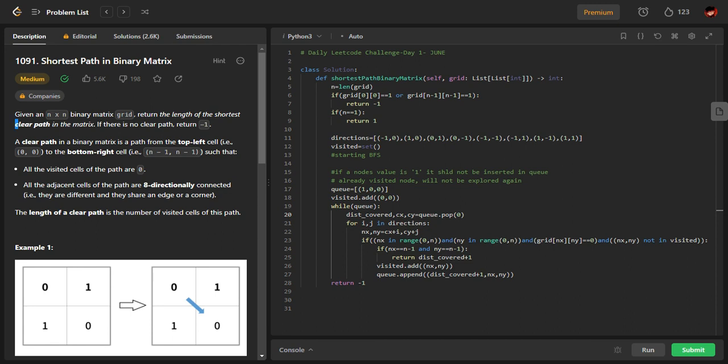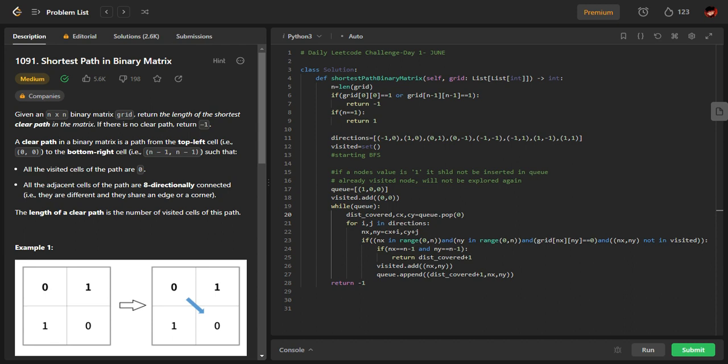They are defining something called the clear path. We will see what it is. We need to find the shortest clear path in the matrix. So the matrix is given to us, we need to find the shortest clear path. If there is no clear path, return -1. So one thing is very clear: if we are not able to find a clear path, we are returning -1. Let us see what a clear path is now.